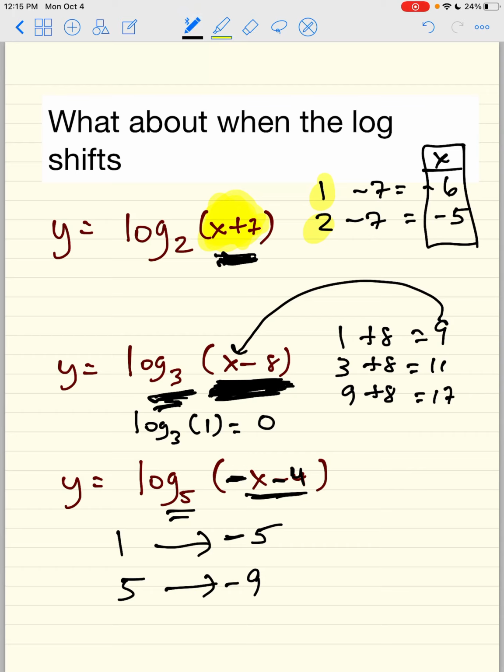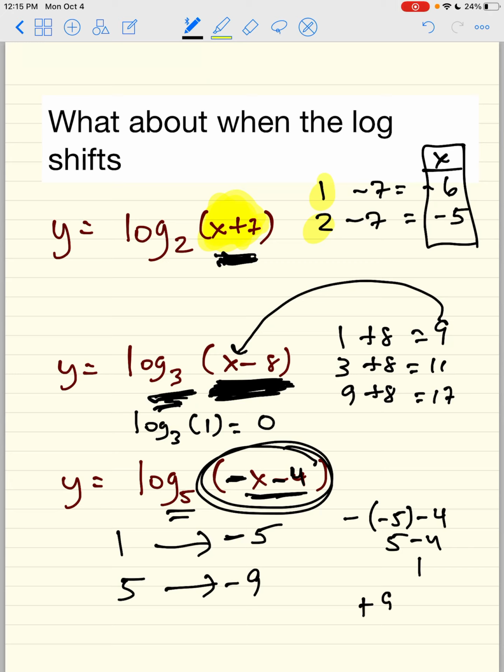So if you put a -5 here, you get -5 minus 4, that's 5 minus 4, that's the 1 that we want. We want this to equal 1. What happens when you put a -9 in there? -9 gives you the 5 that you want.